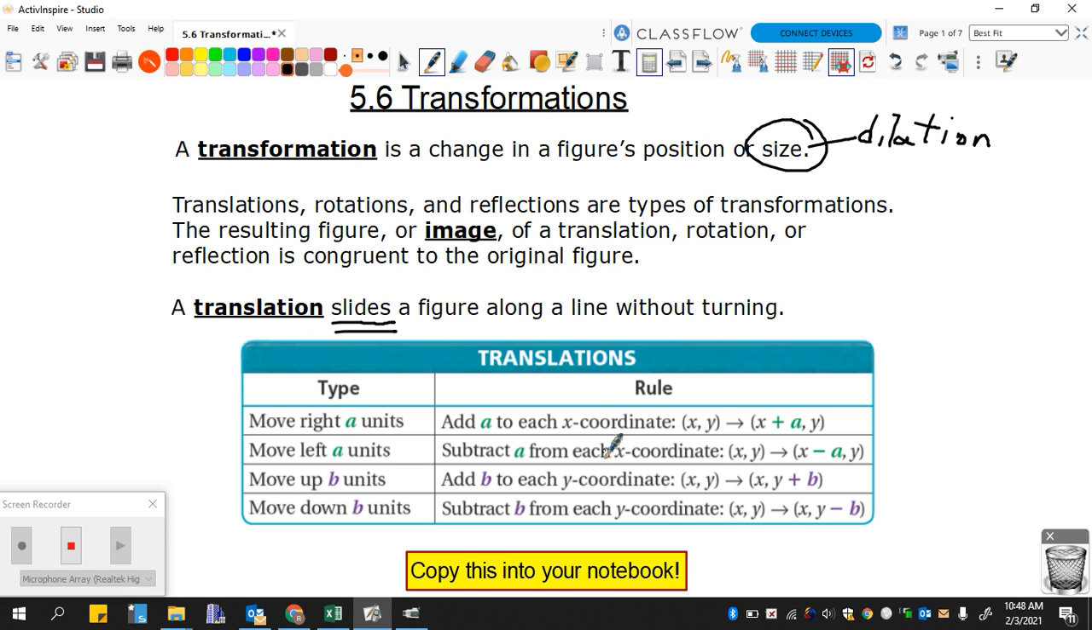Now, if you're given the coordinates of each of the vertices, you see the rules down here. If you move right a number of units, then you're going to add however many units you move to the x-coordinate. If you move left, you're going to subtract the number of units from the x-coordinate, because x moves left and right. If you move up, you add a number to the y-coordinate, and if you move down, you subtract from the y-coordinate.